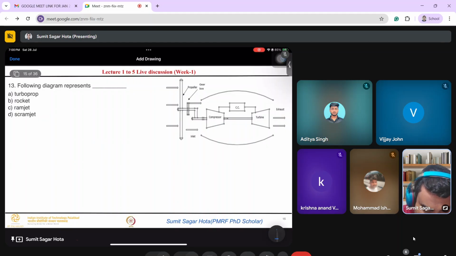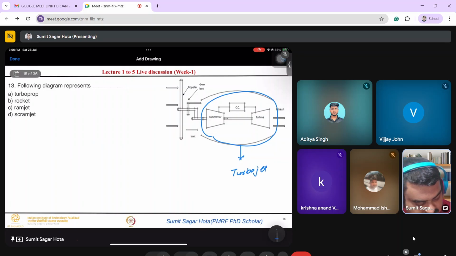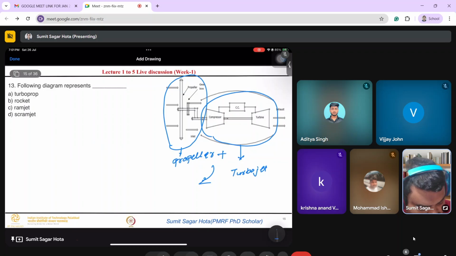Now it's very simple. If you only see these parts, this is your typical turbojet engine. With the turbojet engine, one propeller is attached. Propeller plus the turbojet engine means it's a turboprop engine.